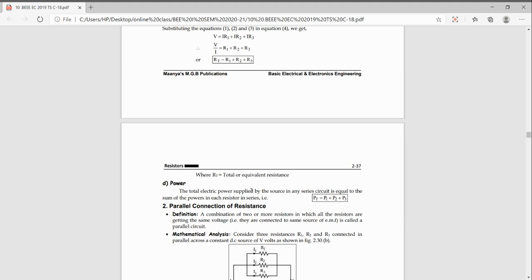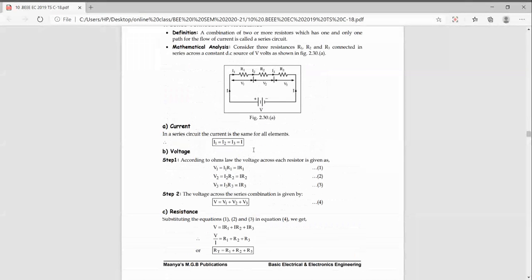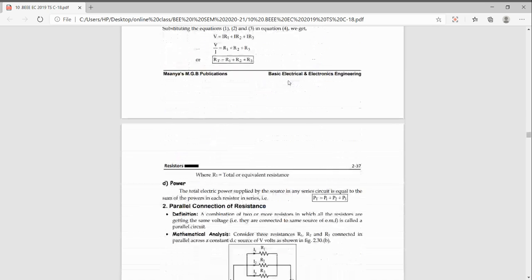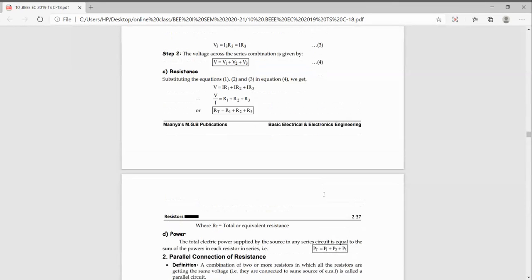So the total electric power supplied by the source in any series circuit is equal to the sum of the powers in each of the resistors in series. So the total power is the sum of the powers which are in series. So the power at R1, the power at R2 and the power at R3. Okay. So we have to find P1, P2, P3.